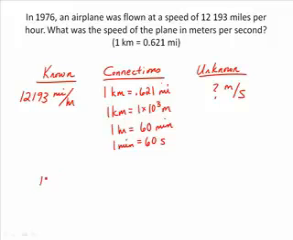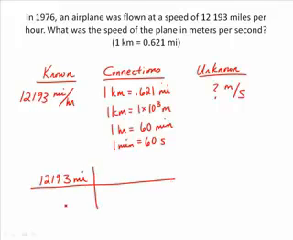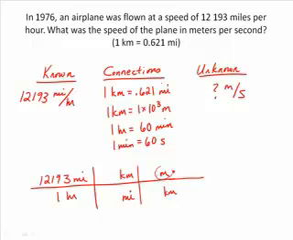So we start, and let's just lay this out. When you have a combined unit like this, you put the top unit up here, and this essentially means 12,193 miles in 1 hour. So we're going to put those in the top and bottom. If I want to convert this top unit, let's do that one first. I can go from miles to kilometers, and then from kilometers to meters. Once I do that, there's my ending unit, so I'm done with the top part.